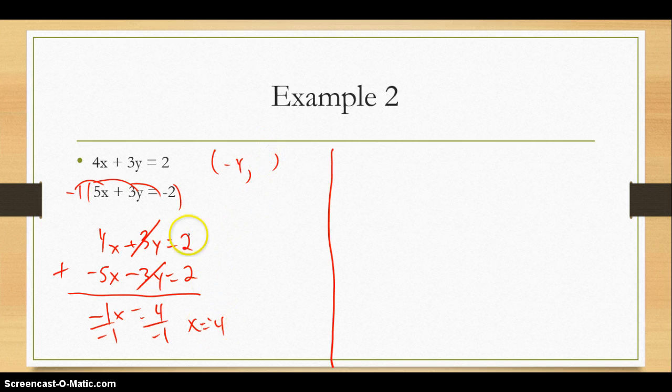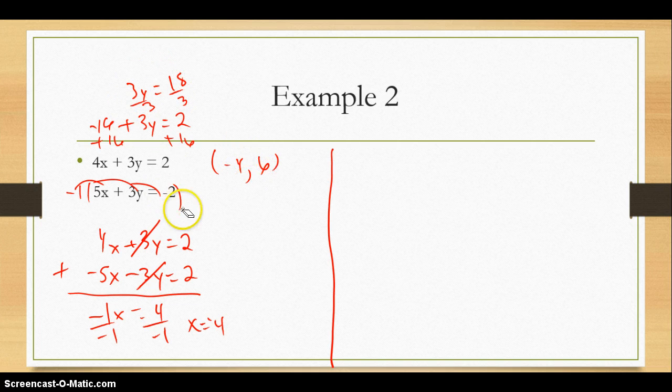Plug it back into any of the original equations. I'll just choose this top one. That's negative 16 then, because I plugged in negative 4 times 4 is negative 16, plus 3y equals 2. Add 16 over, 3y equals 18, and divide by 3, y equals 6.